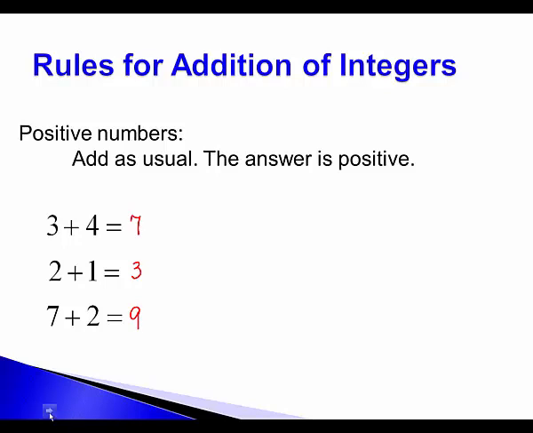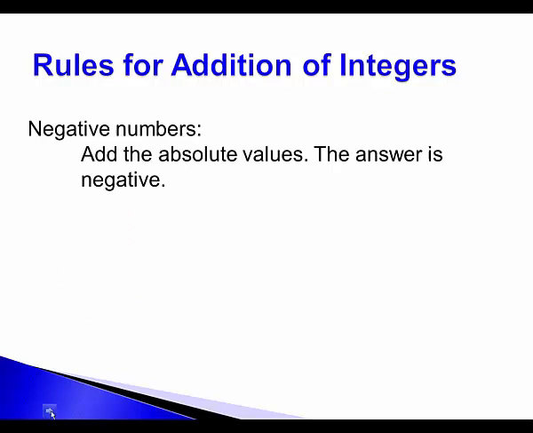Let's continue. What if I now want to add negative numbers? Well, remember we talked about absolute value earlier? Now we're going to use it, because we'll need to add the absolute values and the answer will be negative. So let me remind you, the absolute value of negative 3 would be 3. The absolute value of negative 4 would be 4. So I would add those absolute values, so I would get 7, but my answer would be negative.